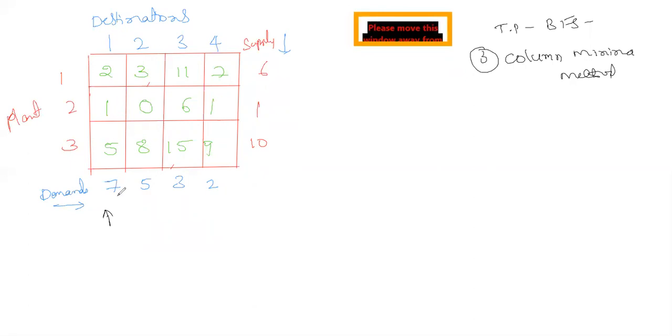1. So what is the demand? 7 is there. Supply is only 1. So we cannot take more than 1 because the supply is only 1. Take the 1. After taking 1, this becomes 0, right? And this becomes 6. So either the supply or demand, whichever becomes 0, cancel that one.